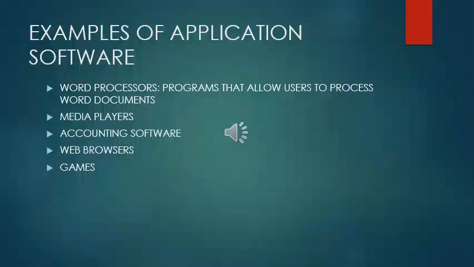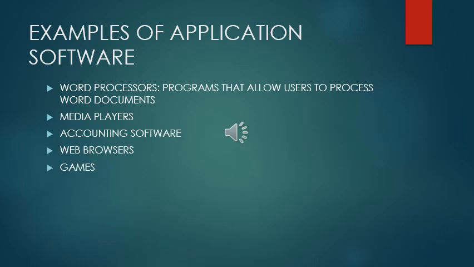So we are moving to slide number 8, which is known as the examples of application software. We have the word processor. A word processor is a program that allows users to process word documents in the computer system. Then we have media players. The media players are known as VLC, that allow us to watch our movies in our system or our smartphones.